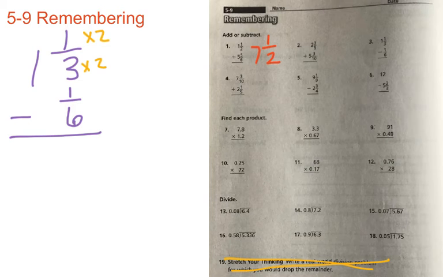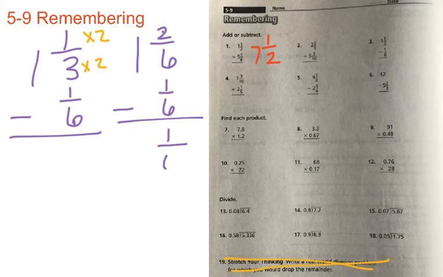We're going to bring our whole number over, and then we're going to leave that 1 there, and then we're going to multiply straight across. The numerator, 1 times 2 is equal to 2, and 3 times 2 for the denominator is equal to 6. And now we have 1 and 2/6, and from that we're subtracting 1/6. And you can subtract the numerators. 2 minus 1 is equal to 1. Our denominator stays the same. It's a 6, and 1 minus nothing is 1. So our answer is going to be 1 and 1/6.